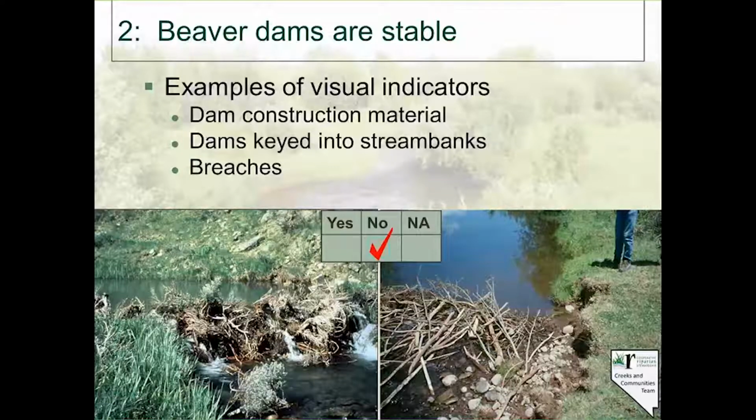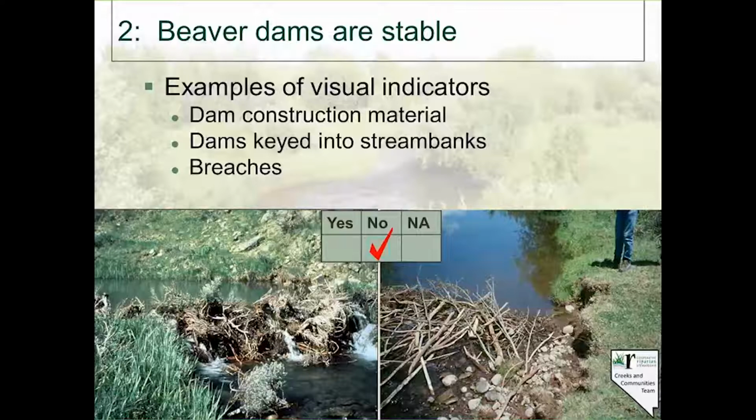On the right-hand side, we've got a small beaver dam that was constructed. It's got some end-around erosion, and there's no evidence there that the beaver has come back in to try to fill up that gap where that erosion is occurring, so that it's an inactive dam that is also unstable.